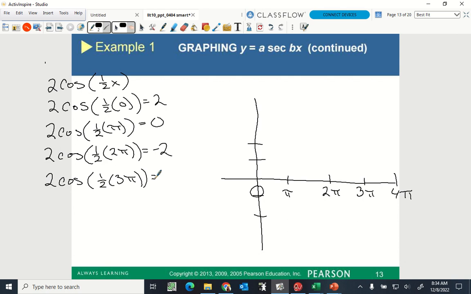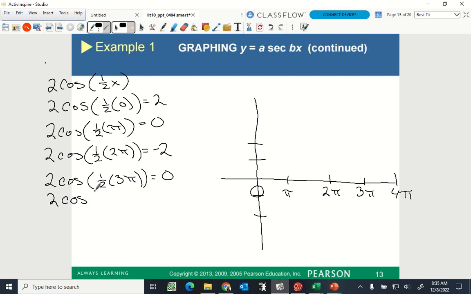One half times 3 pi. 3 pi over 2. Cosine at 3 pi over 2. It's straight down on the unit circle, so it's -1. No, it's not. It's 0. Straight down. Cosine is the x value. Oh, yeah. So that's going to be 0 times 2? 0.